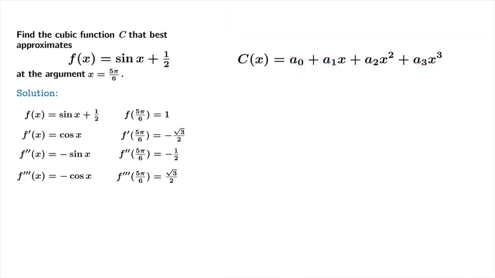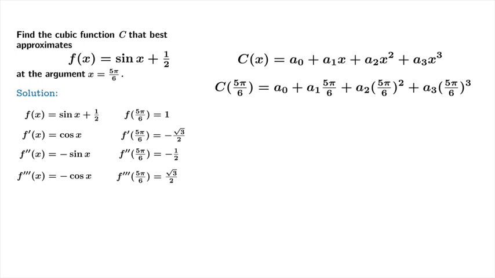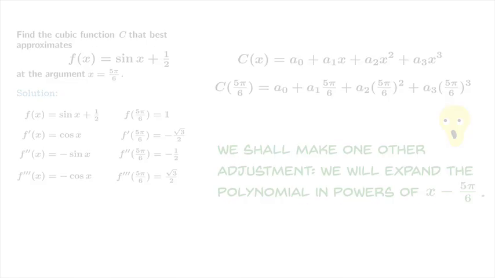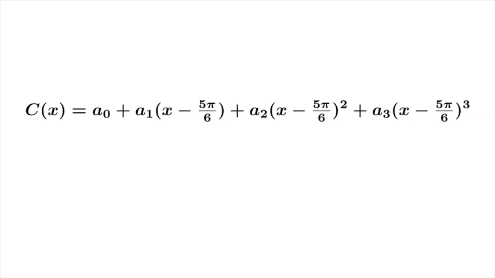Now remember, we're doing this at 5 pi over 6, so one of the things we're going to be doing is plugging in 5 pi over 6. Now look at this polynomial when you plug in 5 pi over 6. That is just going to be a mess. We don't want to have to deal with this. So we're going to make one other adjustment. We're going to expand the polynomial in powers of x minus 5 pi over 6. So what do I mean by that? This is what our polynomial is going to look like.